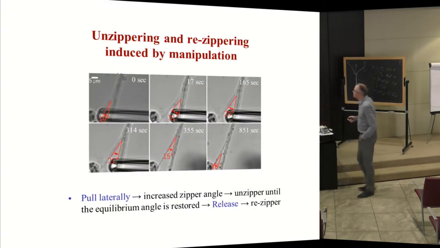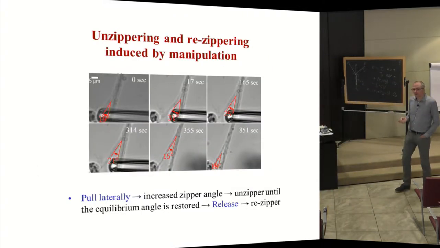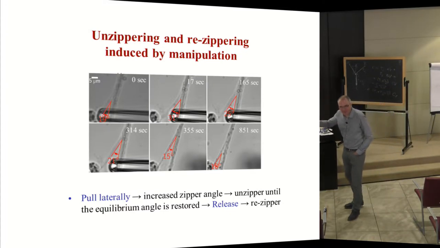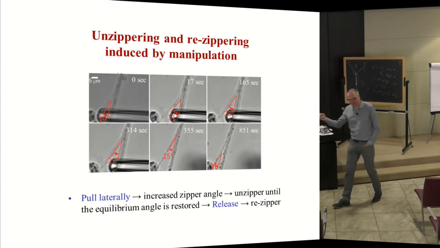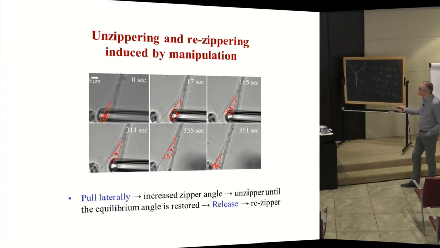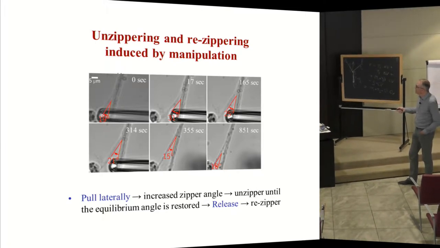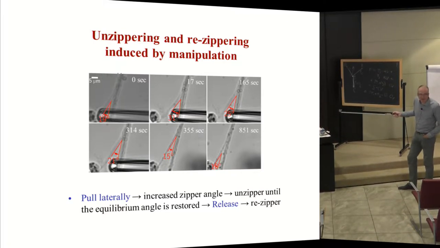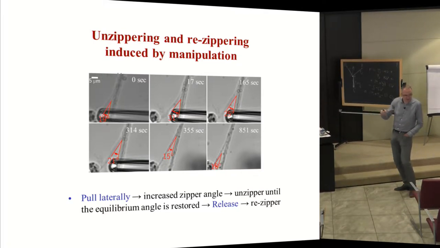Okay, so now I will show you actually what happens when you pull with a larger force, okay? Directly by grabbing with a micropipette. You don't know exactly how big, but it's big, okay? And then you can unzipper, okay? So here are two zipped axons. We start pulling, they unzipper, okay? Then the pipette is released and they re-zipper back, okay? So we can do induced unzippering, and when we release it, it comes back.